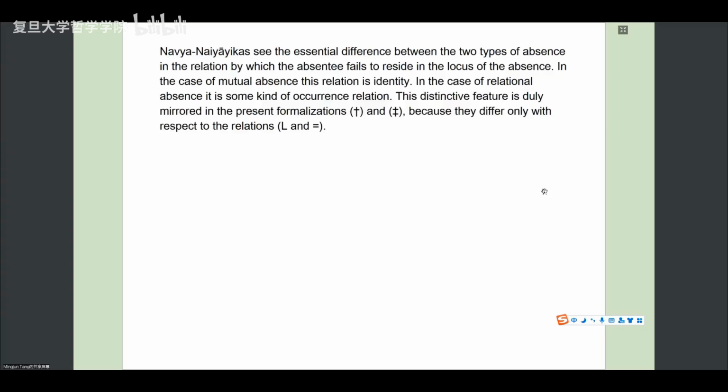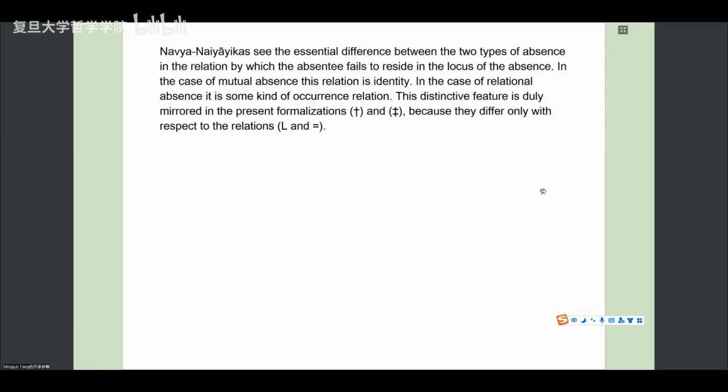Navya-Nayakas see the essential difference between the two types of absence in the relation by which the absentee fails to reside in the locus of the absence. In the case of mutual absence, this relation is identity. In the case of relational absence, it is some kind of occurrence relation. And this distinctive feature is duly mirrored in the present formalizations dagger and double dagger, because they differ only with respect to the relations L and identity. So that's what distinguishes them.